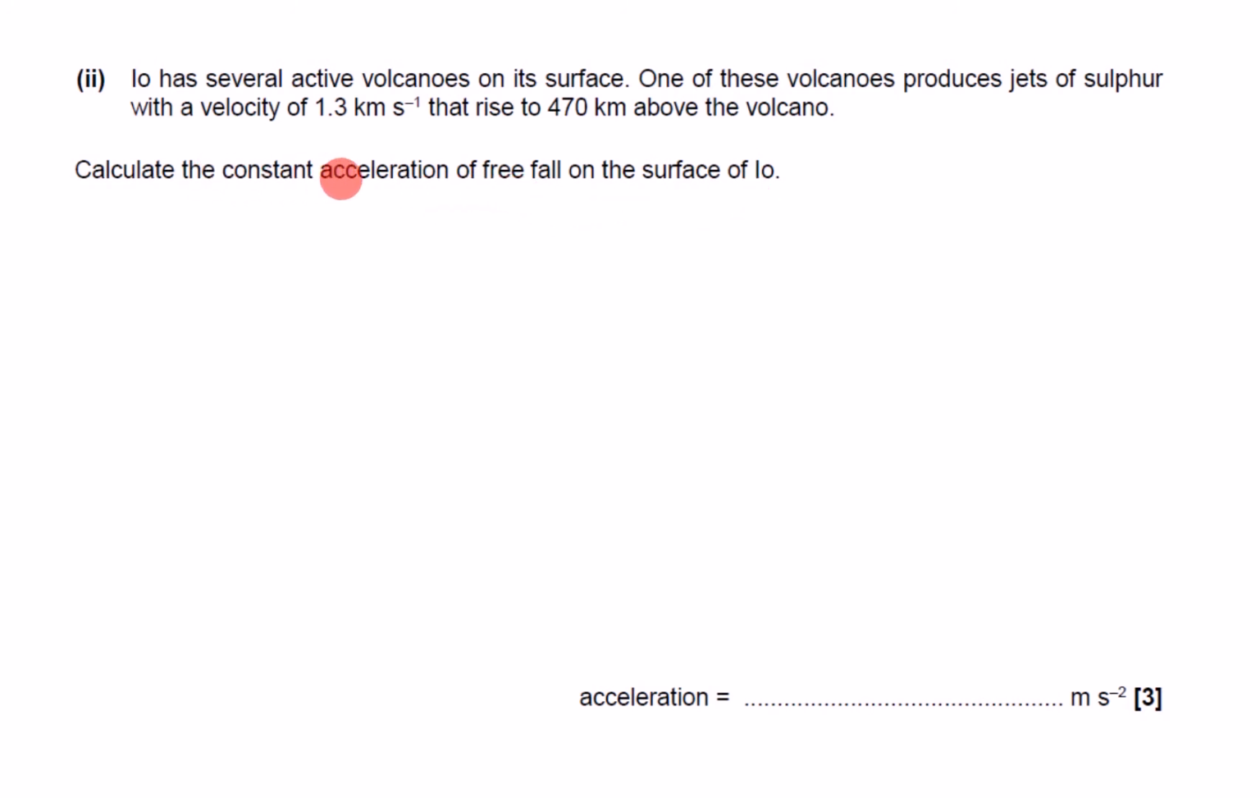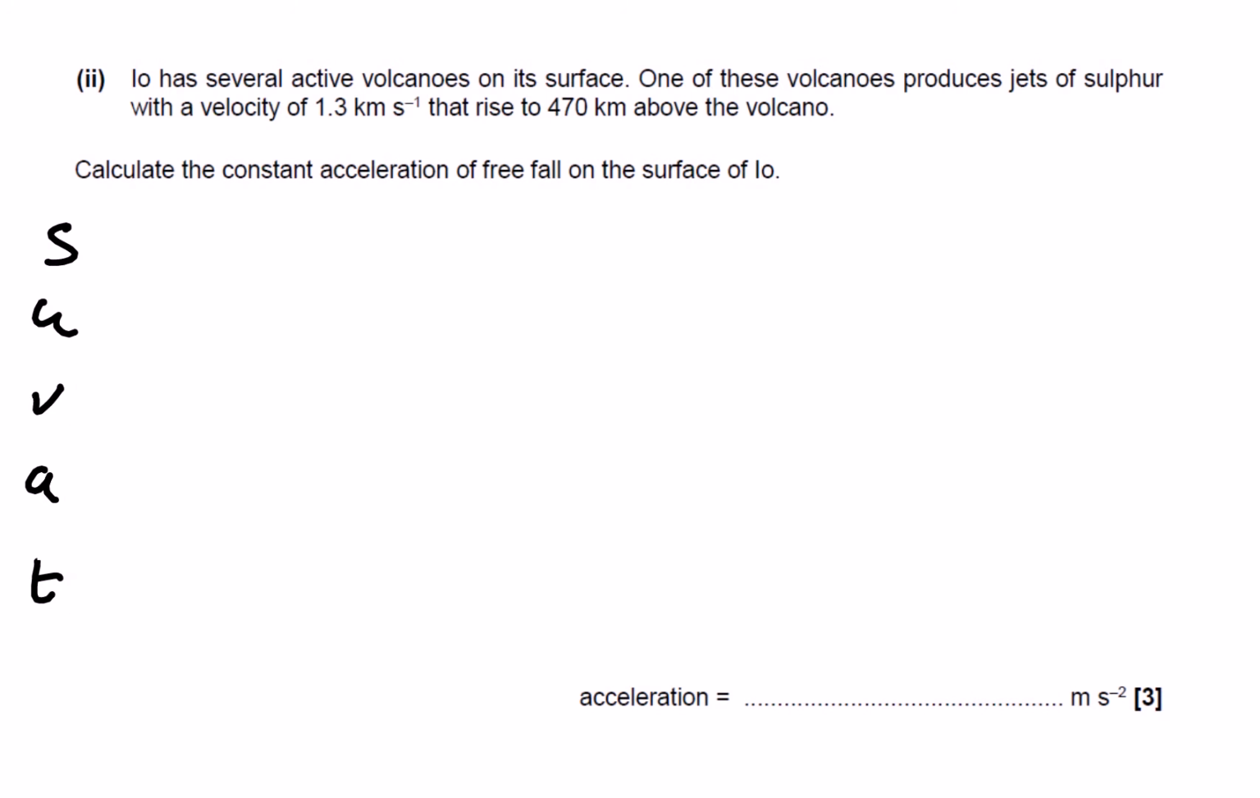The fact that it's telling us it's a constant acceleration means that we can use our SUVAT equations, so S, U, V, A and T. And just as a little point, it's asking for the acceleration and it wants it in meters per second squared. So let's have a look.